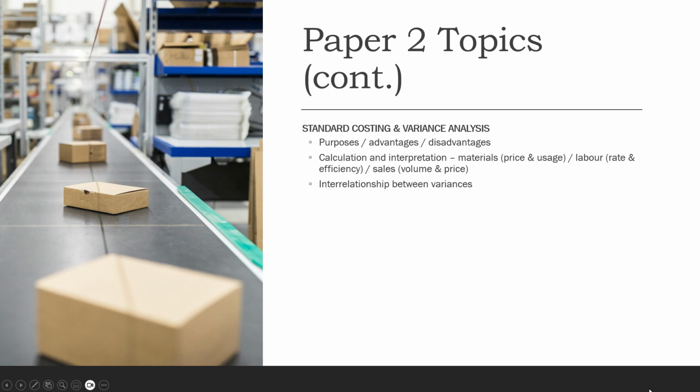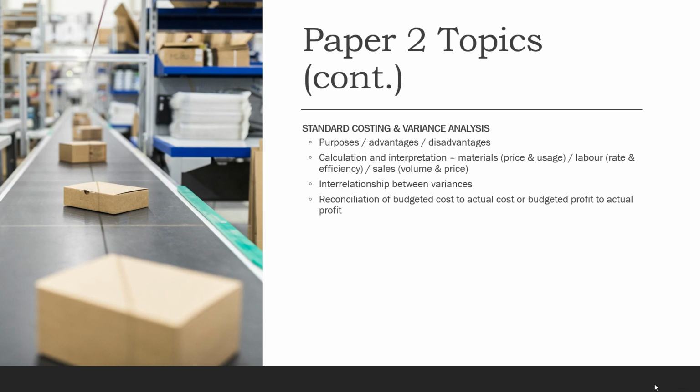The interrelationship between variances, so how, for example, a materials price variance could have affected the quality of the materials, and that can have a knock-on effect with the labour efficiency variance. So if we've got poor quality materials, we can end up wasting time and materials, so that will give us adverse usage variances and adverse efficiency variance for the labour as well.